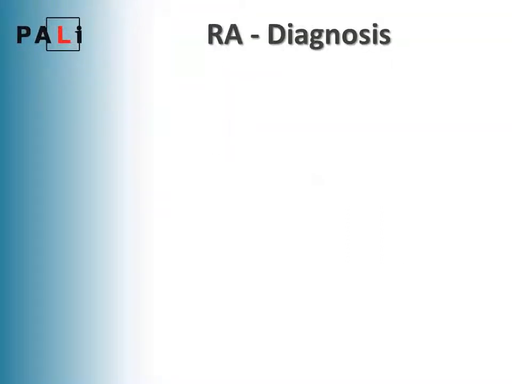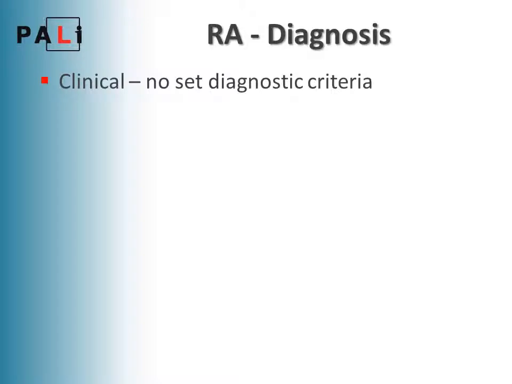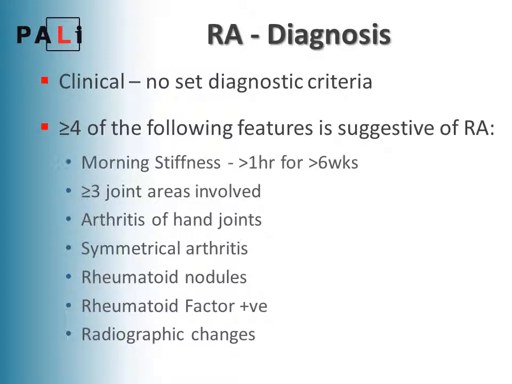Diagnosis of rheumatoid arthritis is actually a clinical diagnosis. There's no set diagnostic criteria. However, having said this, there's criteria used for research purposes, and this has become increasingly used in the clinical setting as well. If a patient demonstrates 4 or more of the following features, it's highly suggestive of rheumatoid arthritis. These features include morning stiffness for longer than an hour for at least 6 weeks, continuously.